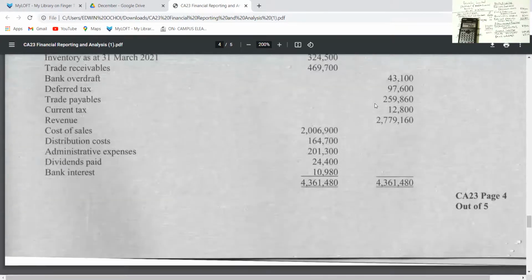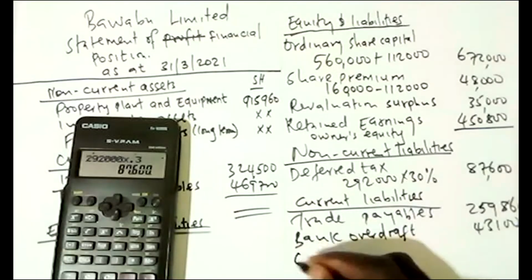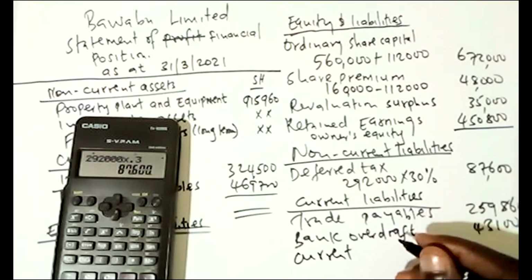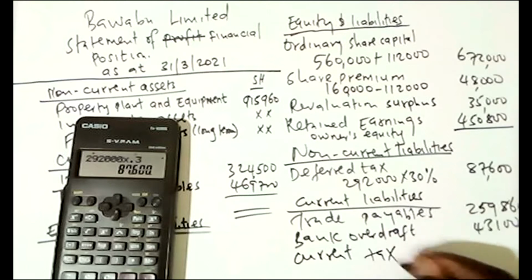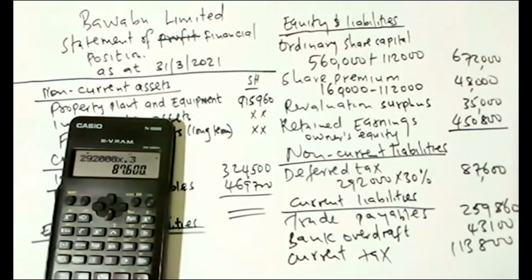Then finally, there was the current tax, which was supposed to be paid in the current year. In note 3, they say the company estimated that an income tax provision of 113.8 million was required for the year ended 31st March 2021. So that is the current tax, which was to be provided in the current period, as at 31st March 2021. So the current tax of 113,800. Let's check if the question is balancing.